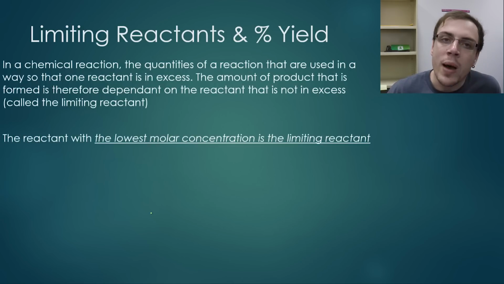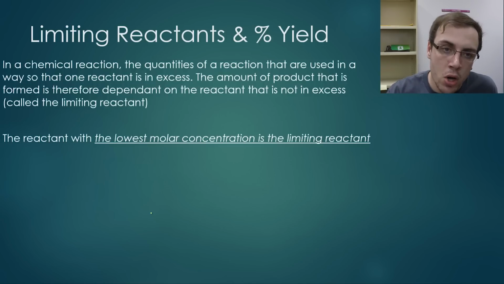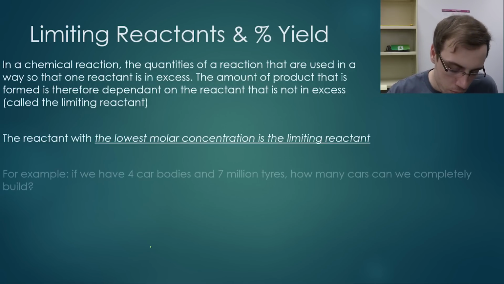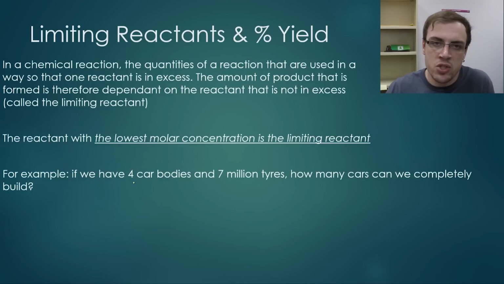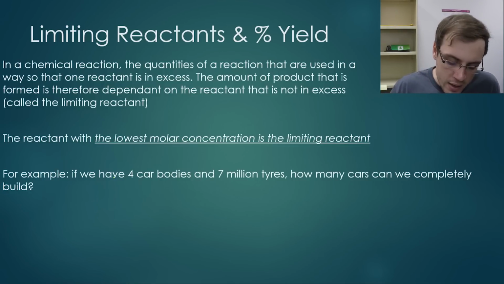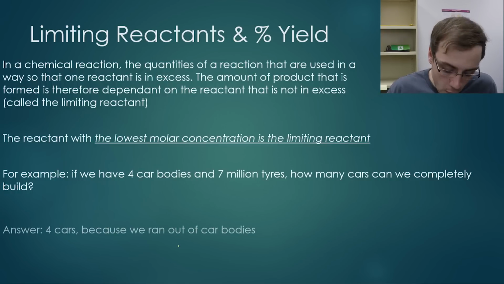So when you're doing your calculations on a chemical equation, the limiting reactant is the reactant that has the lowest number of moles. So not mass, it is the lower number of moles that is the limiting reactant. So for example here, if we have 4 car bodies, so this is a car, doors, engine, the lot, it just doesn't have any tires. So if we had 4 car bodies and we have 7 million tires, we've got plenty of tires. How many cars can we make? And the answer is 4.